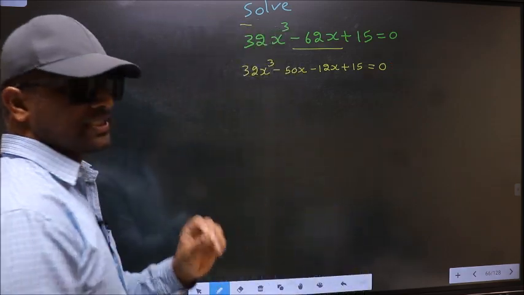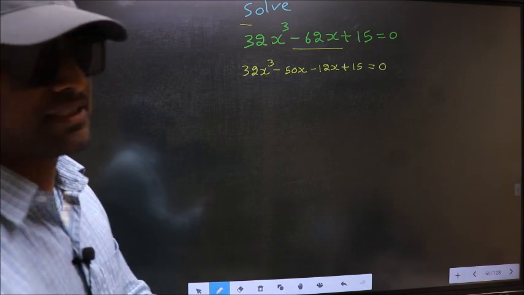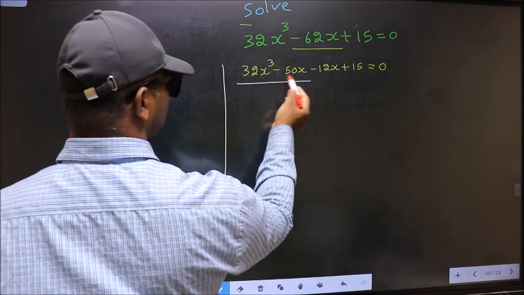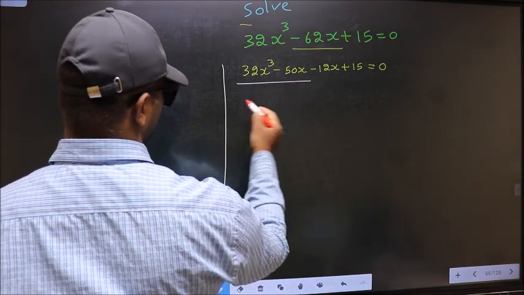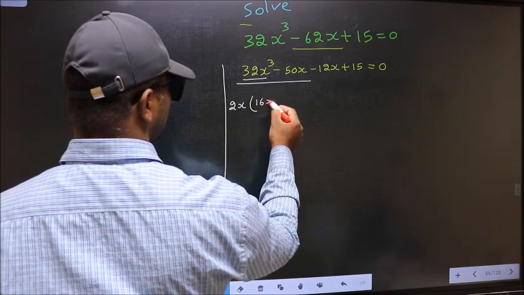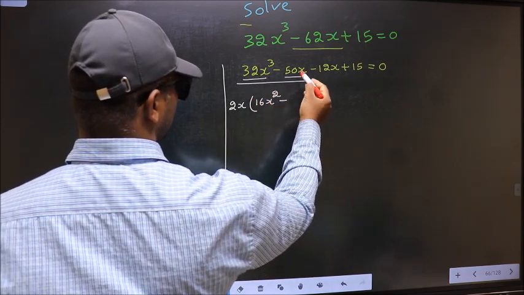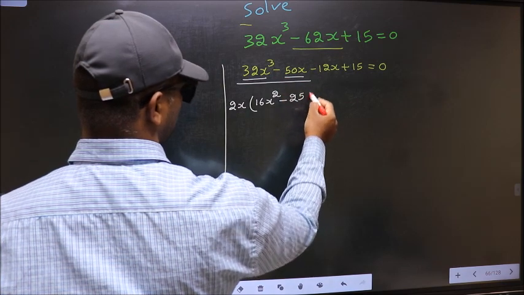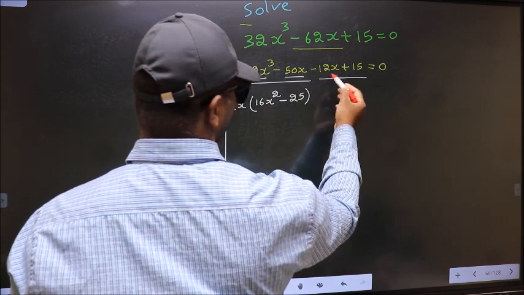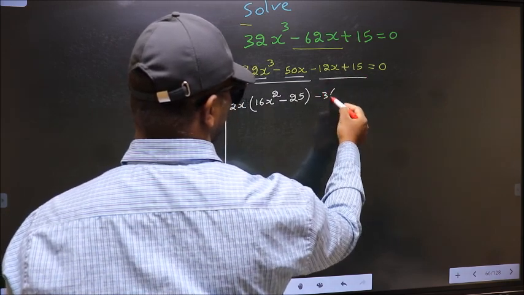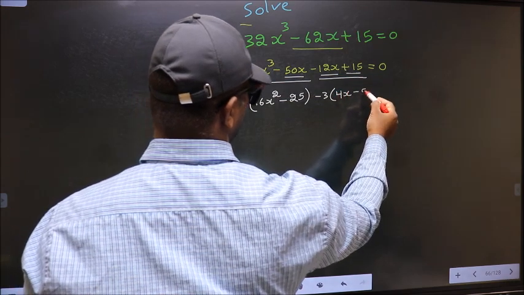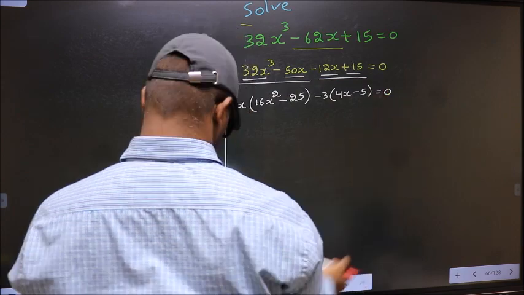This is your step 1. Next, what can be taken out common from these two terms is 2x. From this 2x out you get 16x square minus, from this 2x out you get 25. In the same way, what can be taken out common from these two terms is minus 3. So here we get 4x and here we get minus 5 equal to 0.